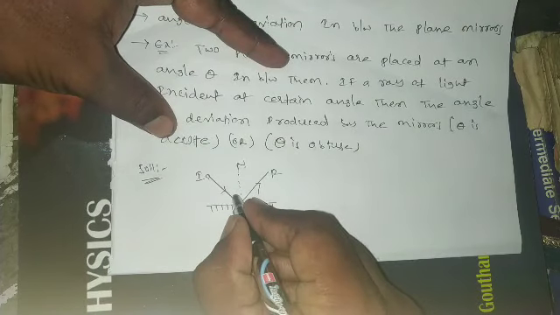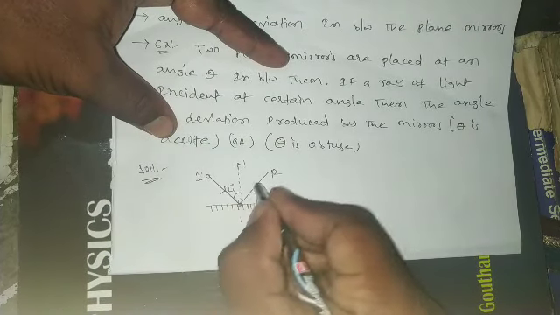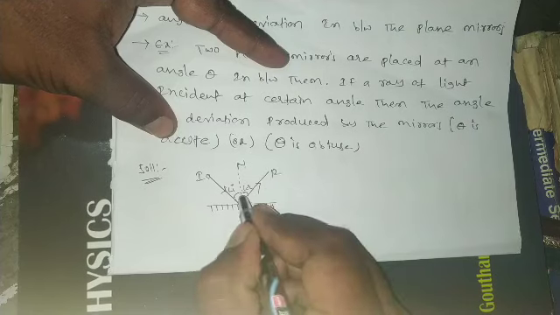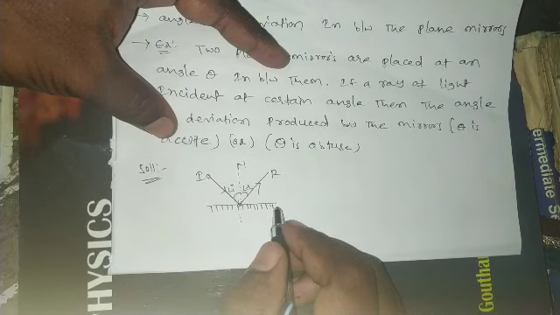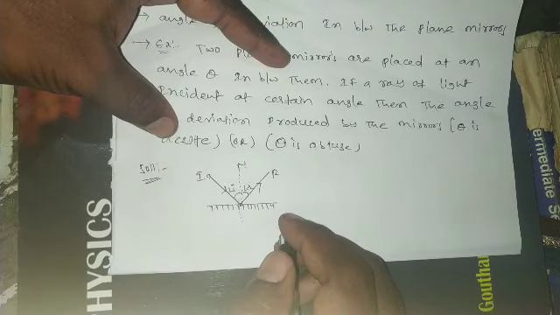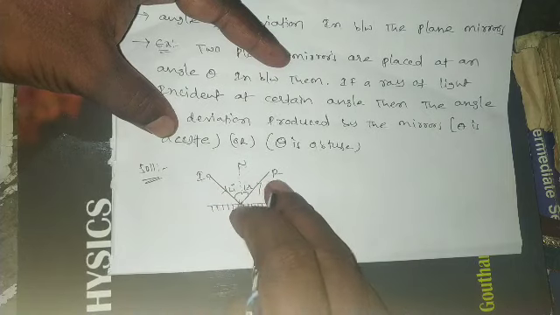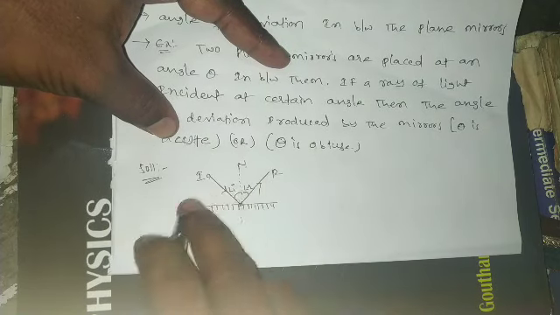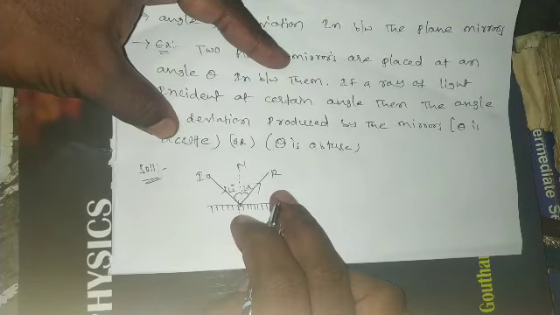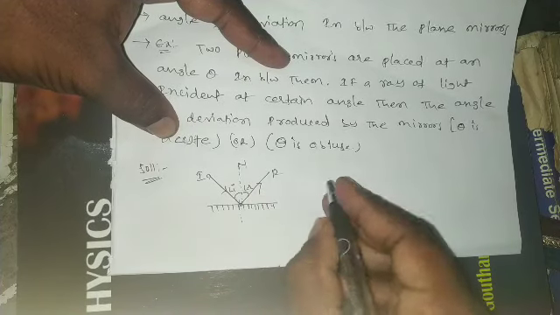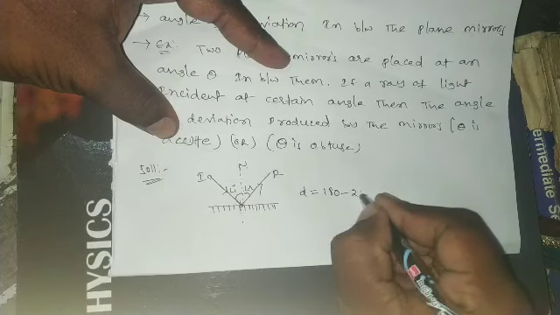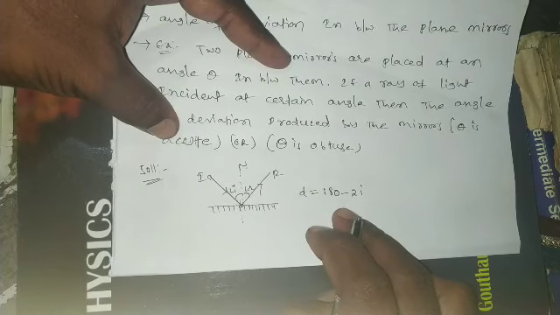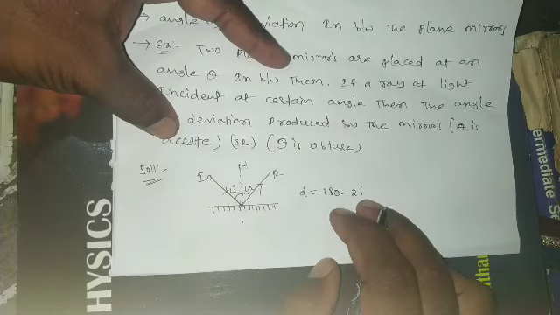And what is the second law of reflection? Angle of incidence is always equal to angle of reflection. That is the second law of reflection. The incident ray and reflected ray form on either side of the normal line. So what is the angle of deviation? Deviation D is equal to 180 minus 2i. That is for the single plane mirror.